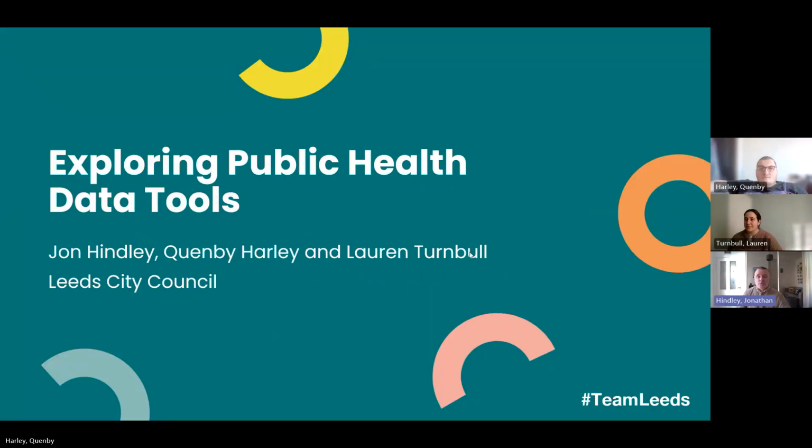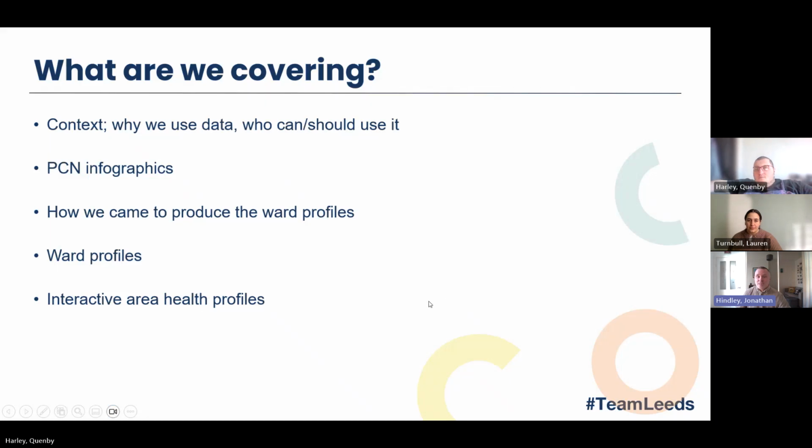Today we're going to be looking at 3 examples of public health data tools that may be useful in your work, and it really is a magic land of information and exploration that can help you understand an area or a community better. We'll start with a bit of context into why we use data and who can use it, and then we'll take you through the tools themselves and how to use them. We're going to look at the PCN, the Primary Care Network Infographics, ward profiles, and the interactive area health profiles, so you can see how they can help you in your work.